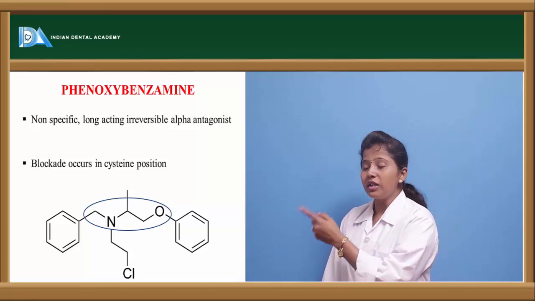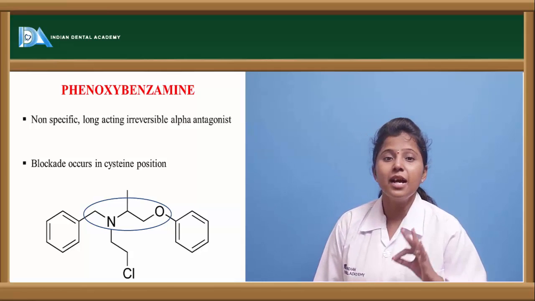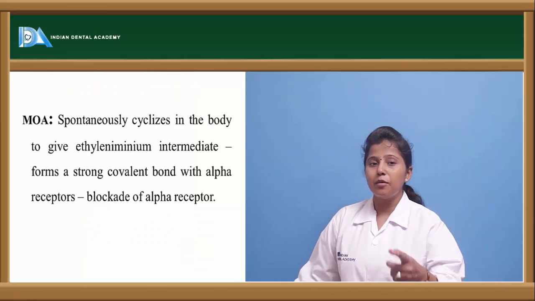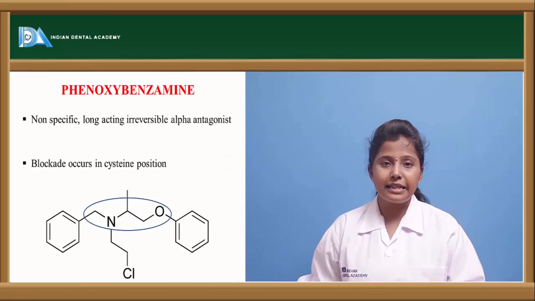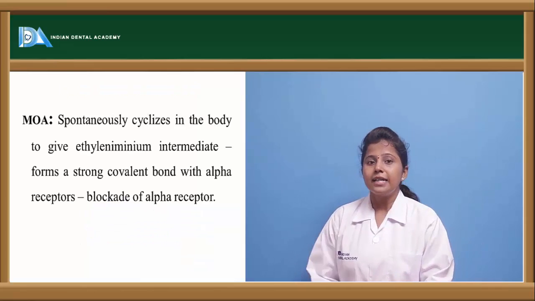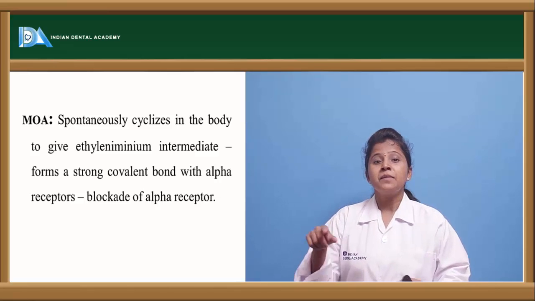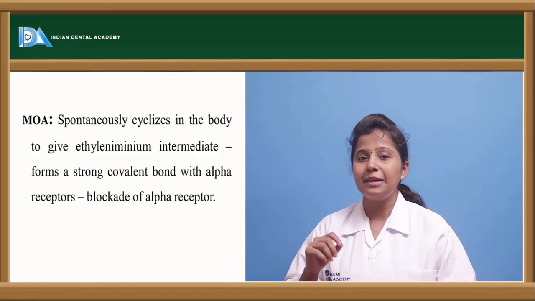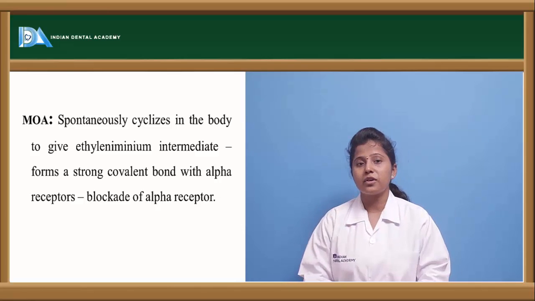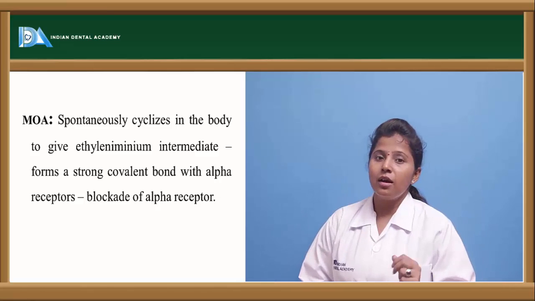If the blockade at the cysteine position takes place, then only the action of Phenoxybenzamine can be observed. So let us see the mechanism of action. As in the previous slide, blockade is occurring at the cysteine position. Once Phenoxybenzamine enters the body, it undergoes a cyclization reaction, whereby it forms an ethyleneimine intermediate. This intermediate compound is formed because of the cyclization of the Phenoxybenzamine.